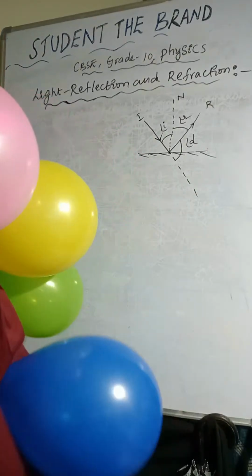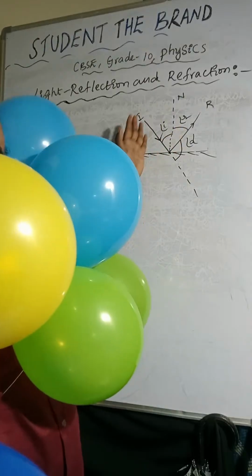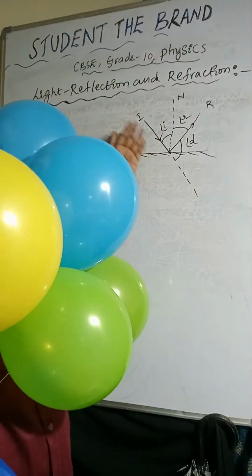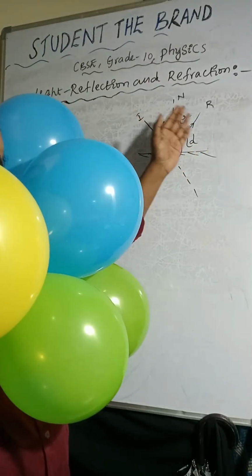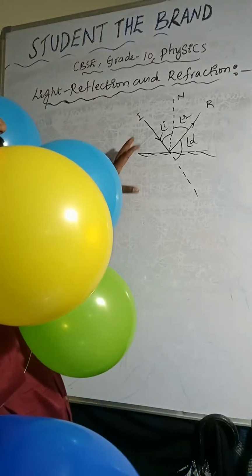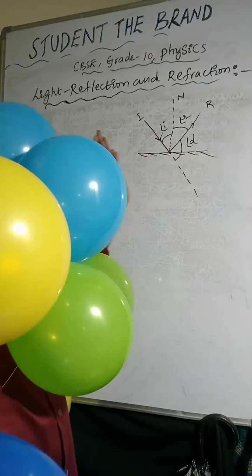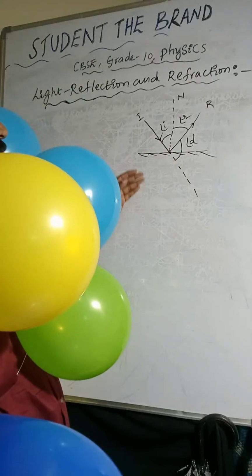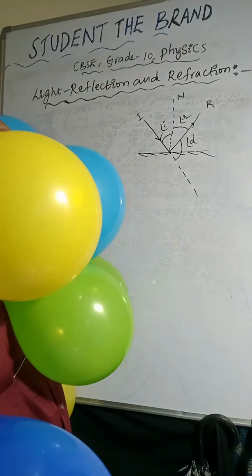Before that, the laws of reflection. The incident ray, reflected ray and normal ray lie on the same plane. The angle of incidence is equal to the angle of reflection. By that, the angle of deviation equals 180 minus 2 times the angle of incidence, and also equals 180 minus 2 times the angle of reflection. So that is about the angle of deviation.